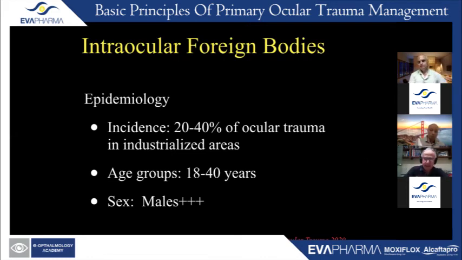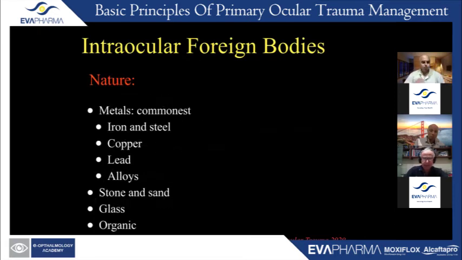Female retained foreign bodies are usually very rare, although now we see more females with pellets and gunshot injuries. So what is important is, what are the natures of the foreign bodies? Usually they are metals, and these are the commonest: iron or steel, copper, lead, different alloys.